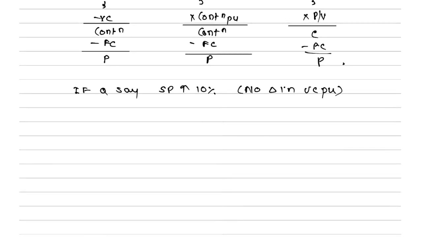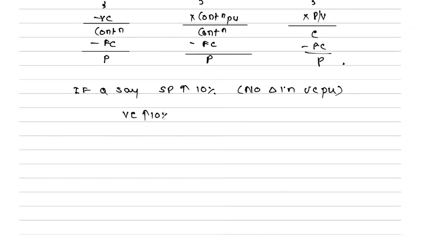Otherwise you have a habit, sir, that if price increases, cost will also increase, or even the other way around. If it is mentioned in the question that variable cost will increase by 10%, then please increase only variable cost, do not increase selling price. They will specify if it is. You don't assume anything at your end. Clear with this?